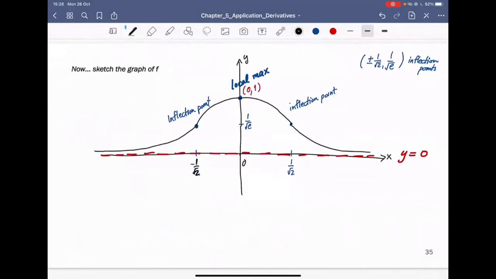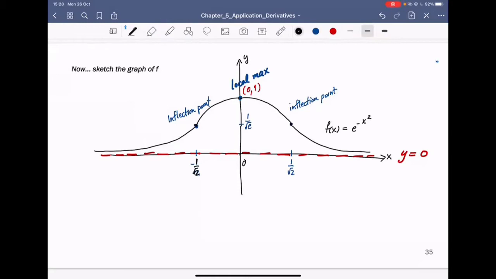All right. This looks like a bell curve, which is the graph of f(x) equal to e to the negative x squared. Sounds good. So we have everything we want: local max, inflection point, everything is good. All right, any questions? And this is your answer for this question.